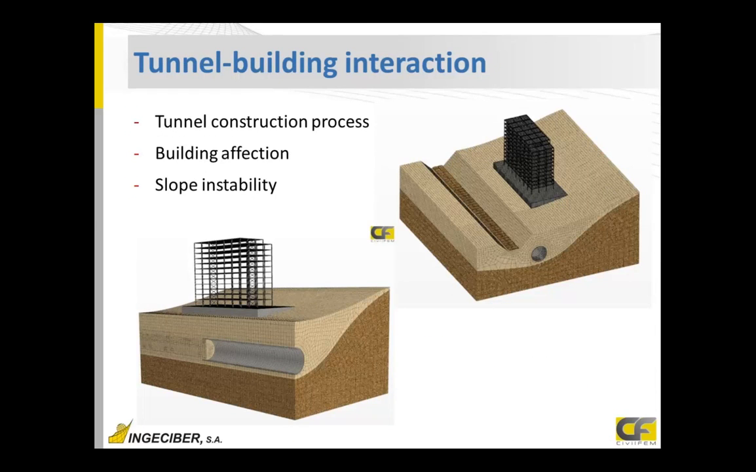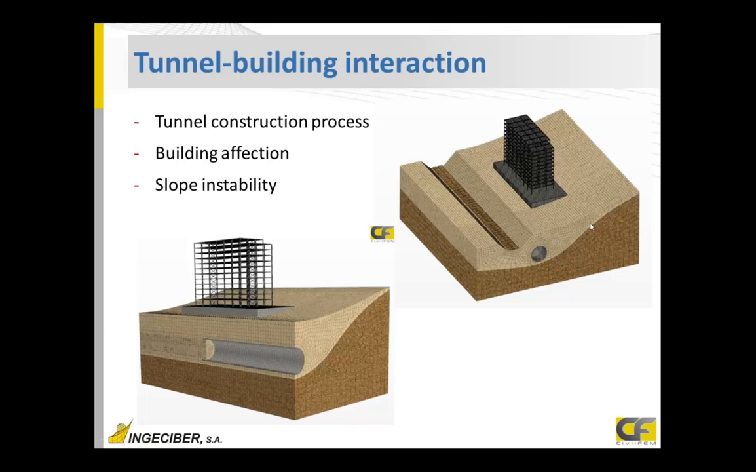The last example is just a tunnel building interaction. We have seen concrete and steel structures. We will see now the geotechnical material models and the different options for soil structure interactions, and also slope instability with nonlinear material models. So the first step, as I explained before, this is the old railway here that is by a building.